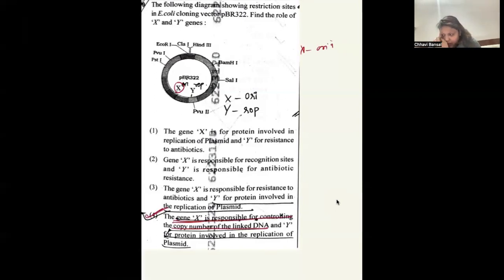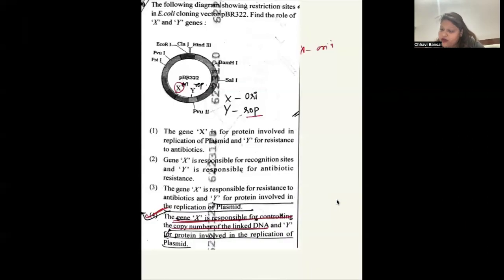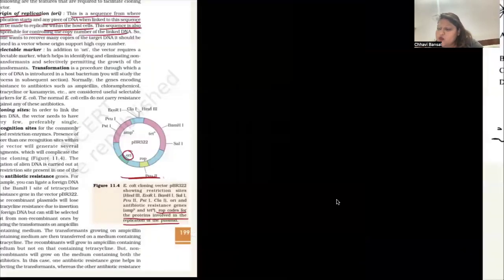And what is Y? If you see here, Y, which is ROP, ROP codes for the proteins involved in the replication of the plasmid. Okay. So Y is ROP, which is a protein required for the replication of plasmid, which confirms our option 4 is correct. Clear? Next question.